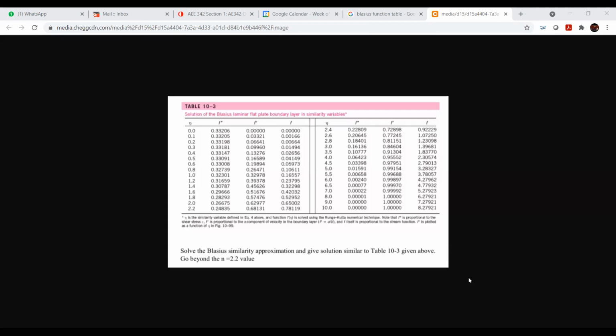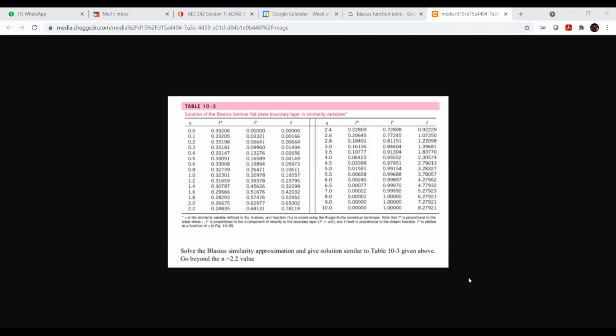Yes, sir. So it says solution of the Blasius laminar flat plate boundary layer in similarity variables, which is basically eta versus f. And at every eta value, these are the solution values. At every eta value, we have f prime and we have f double prime. And eta is listed all the way from eta equal to 0 on the wall, up to 10. So this goes outside basically the boundary layer.